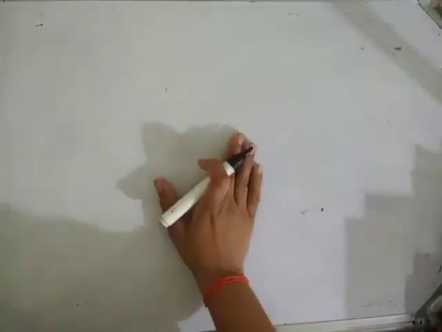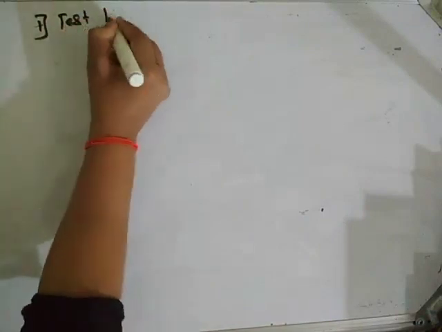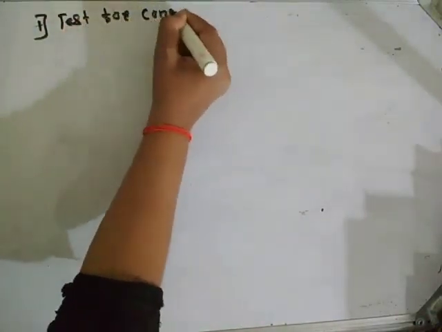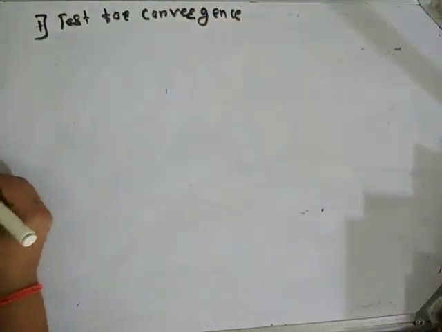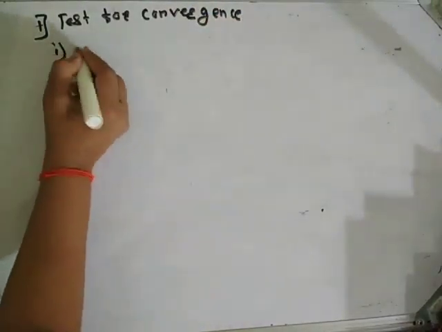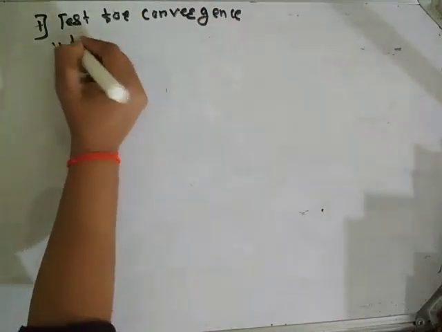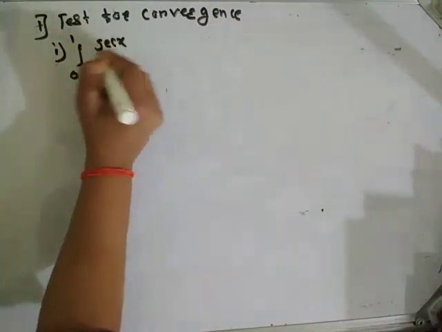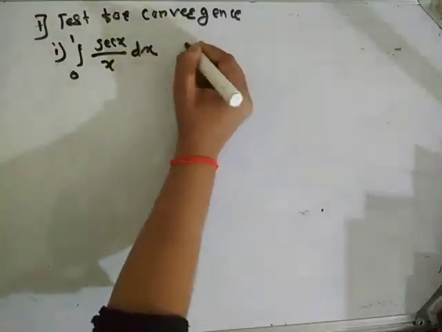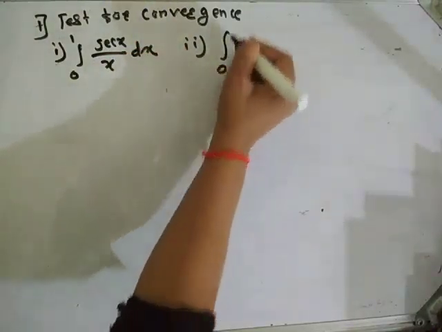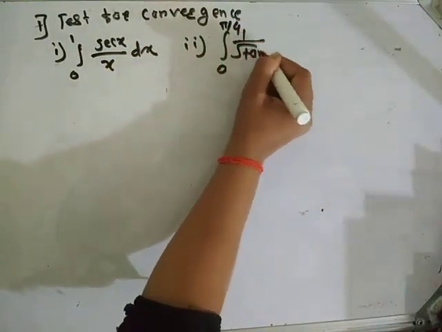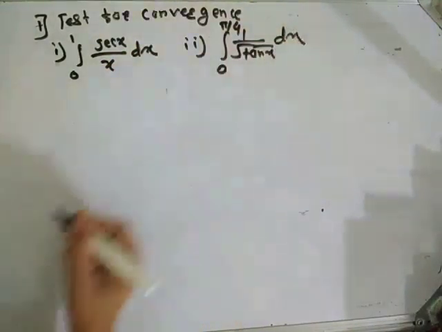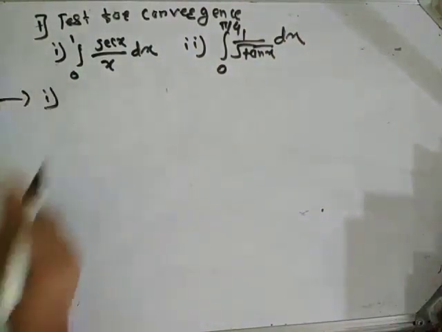Hello students, in this video we are going to see some examples. First example is test for convergence, in which first is integration from 0 to 1 sec x upon x into dx, and second one is integration from 0 to pi by 4 1 upon root of tan x dx. Okay, now we'll solve this first.